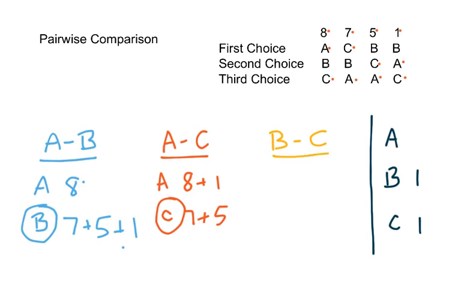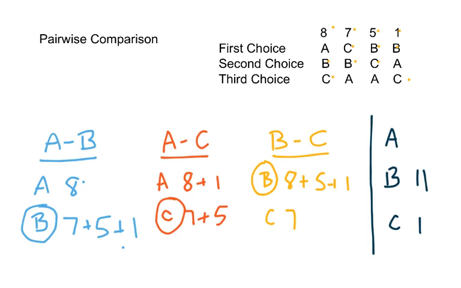Finally, we need to do a head-to-head matchup with B against C. So we've got to compare the people that like B over C. Get rid of all our markings from before. These 8 prefer B over C, so B gets those 8. These 7 prefer C over B, so C gets those 7. These 5 prefer B over C, so B gets those 5. And this 1 prefers B over C, so B gets that 1. C has 7, B has 14, so B wins that head-to-head matchup.